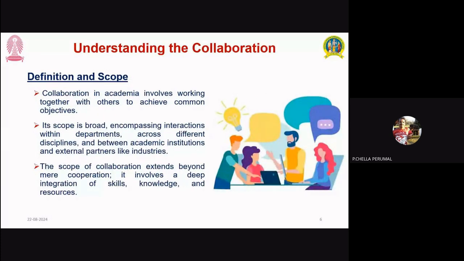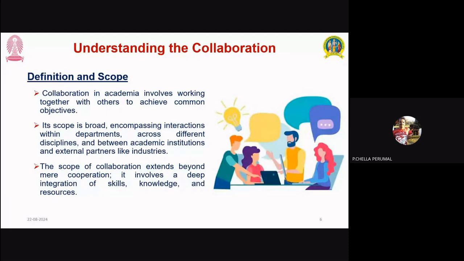Understanding collaboration. Collaboration in academia involves working together with others to achieve common objectives, whether in research, teaching, or administration. Its scope is broad, encompassing interactions within the department, called intra-departmental, or across different disciplines, like interdisciplinary, and between the academic institution and external partners like industries. That is called industry-academic collaboration.